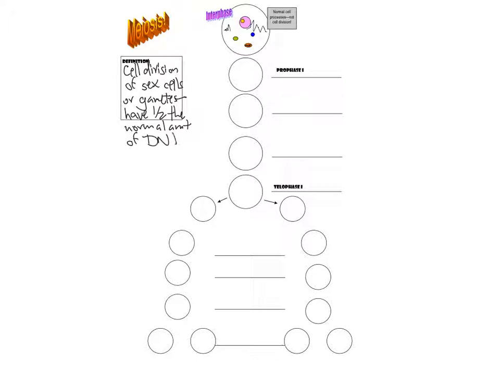All right, so a normal cell is called a diploid cell, and a gamete is called a haploid cell. Haploid means half, and diploid, di, means two. So a normal cell has a normal amount of DNA, and a gamete has half.